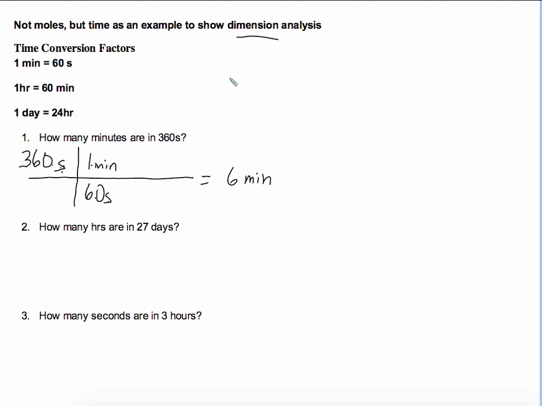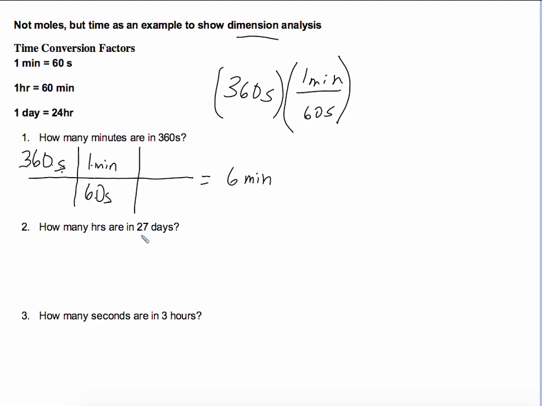Now, the picket fence, I could have written it like this, 360 seconds, and I could have put it in parentheses, and then I could have multiplied it by 1 minute over 60 seconds. So maybe in math class you're used to seeing these parentheses. Using the picket fence is just kind of a faster way of using parentheses. You can think of this being a parenthesis here. It's just a faster way of drawing it.